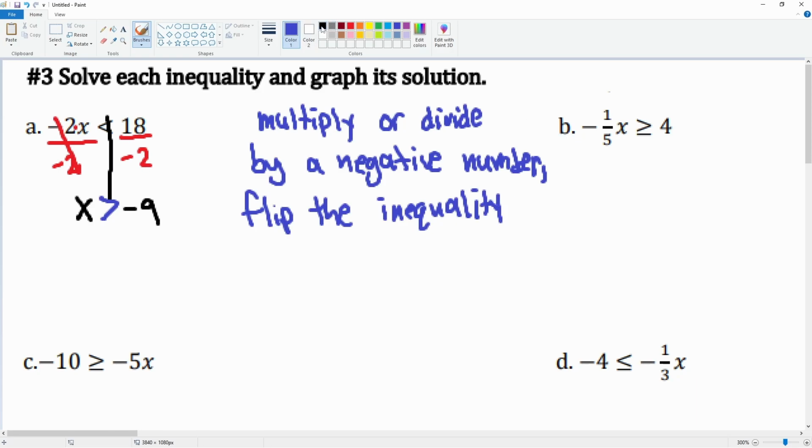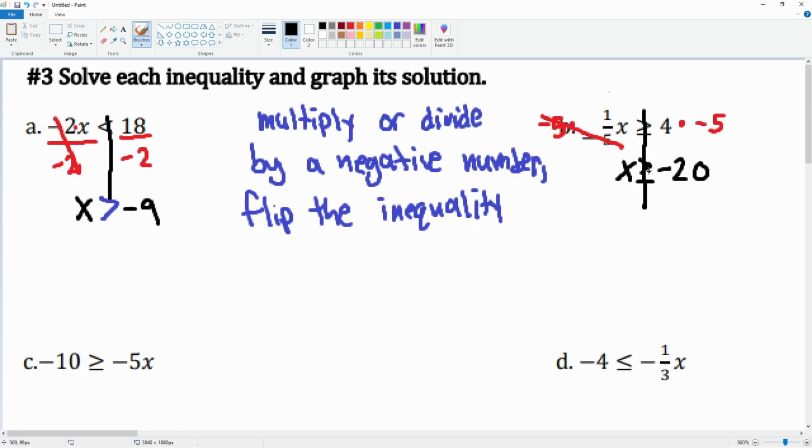B, draw the line down that middle. Notice it is a negative here. The negative can be given to the top or the bottom. I'm going to give it to the bottom here, right? This is going to allow me to multiply by -5 to both sides. The -5 divided by -5 will cancel, leaving me with just an x. Bring down the greater than or equal to symbol. 4 times -5 becomes a -20.